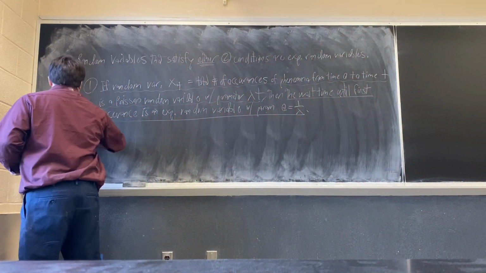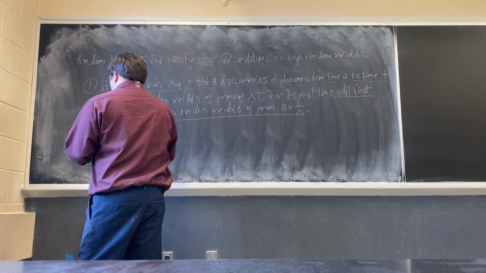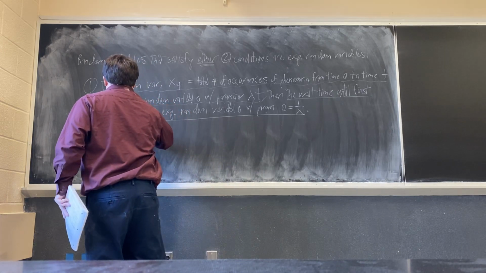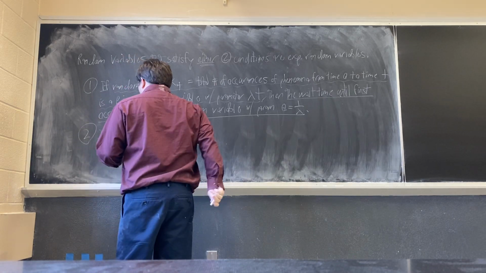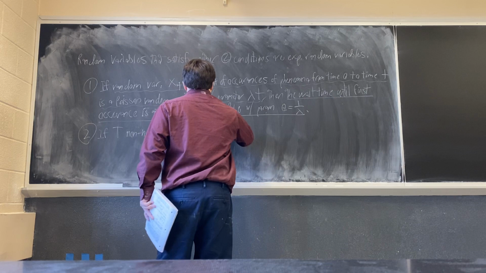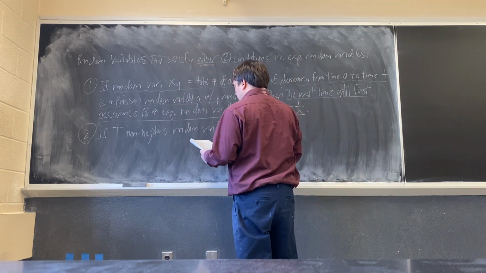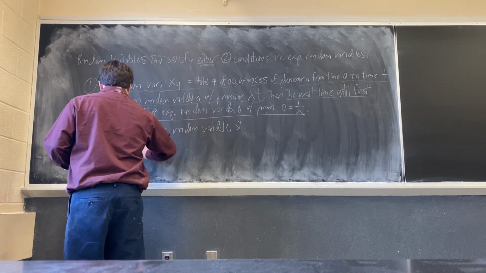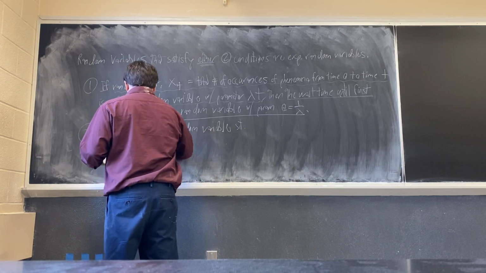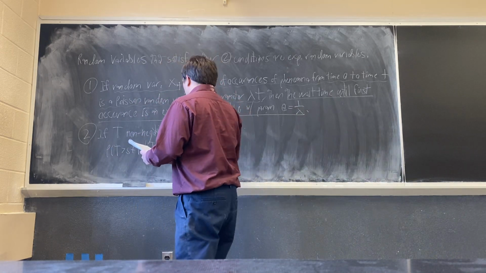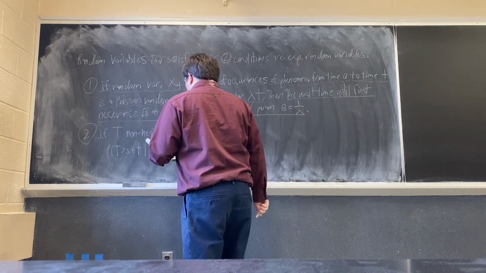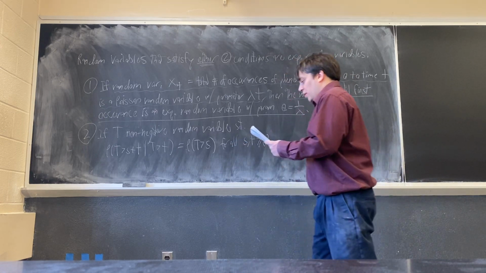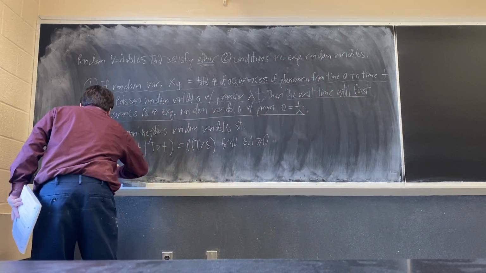Okay? And then 2, if capital T is a non-negative random variable, such that the probability of T is greater than s plus t, given that capital T is greater than little t, is equal to the probability of capital T is greater than s, for all s and t greater or equal to 0, then capital T is an exponential random variable.